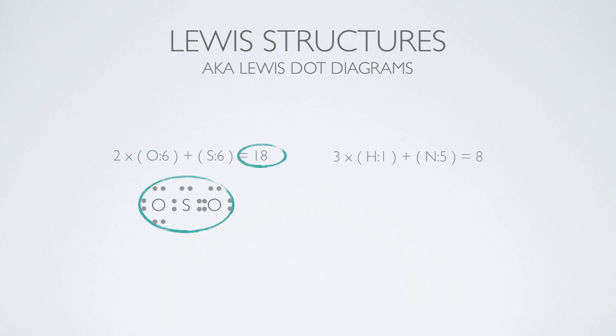Now let's consider ammonia, where we have 8 valence electrons. Nitrogen surrounded by 3 hydrogens, our initial bonds, and we have just 2 more electrons to use, and now we have a full octet for nitrogen and all the hydrogens are satisfied.